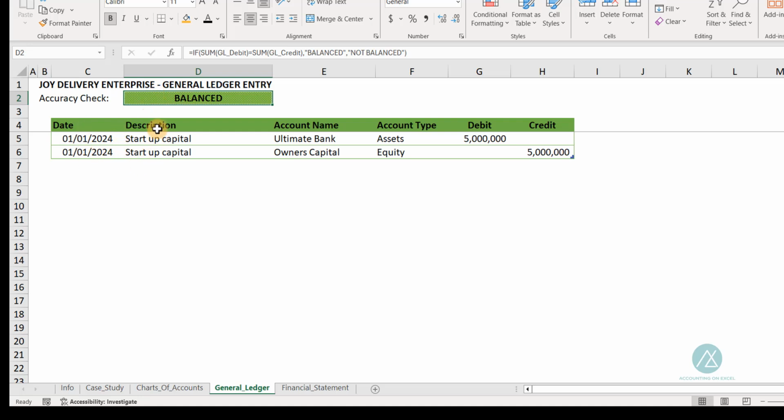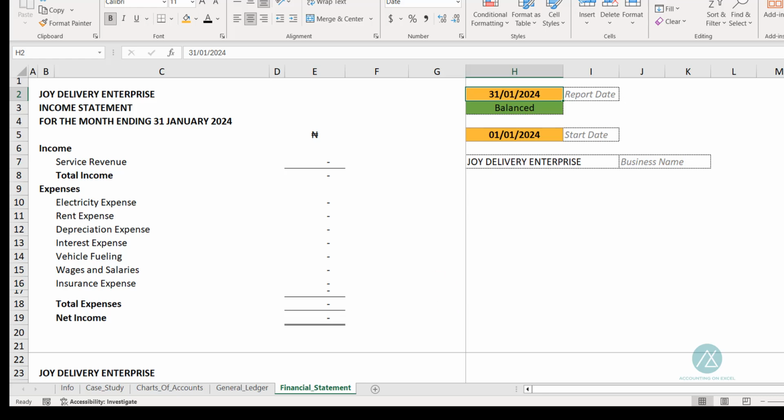So you have the dates, the description, the account number and the account type. While we are inputting, we'll talk more on this section. The final section is your report, where we have the financial statement. Now you won't have any need to make any inputs here. Rather, the little input you need to make is on this date.